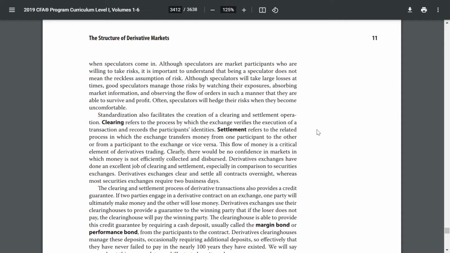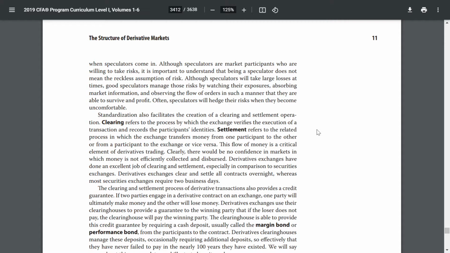Standardization also facilitates the creation of clearing and settlement operations. Clearing refers to the process by which the exchange verifies the execution of a transaction. It records the participants' identities. Settlement refers to the related process in which the exchange transfers money from one participant to the other, or from the participants to the exchange, or vice versa. This flow of money is a critical element of derivatives trading. Clearly, there would be no confidence in a market in which money is not efficiently collected and distributed.